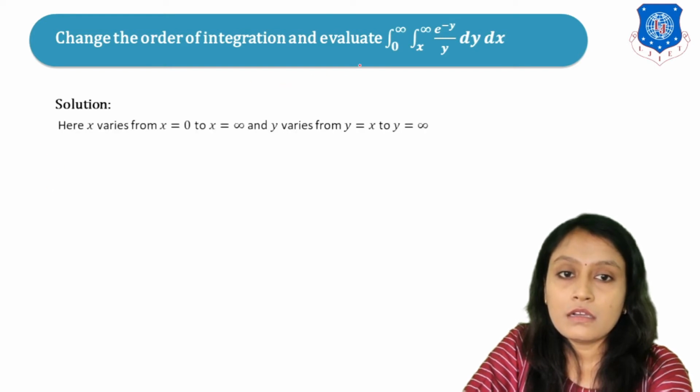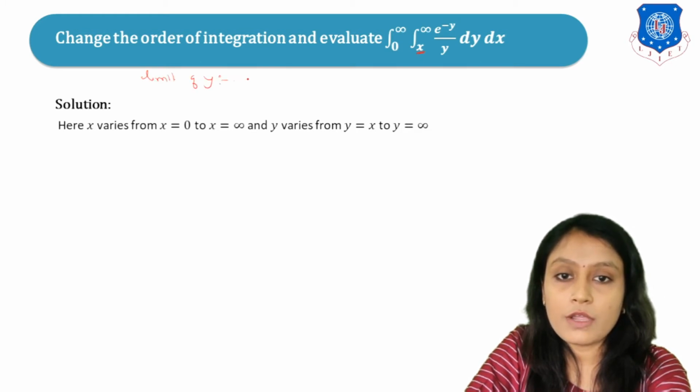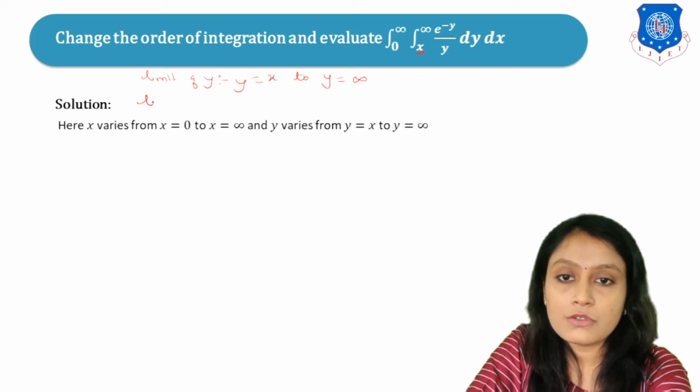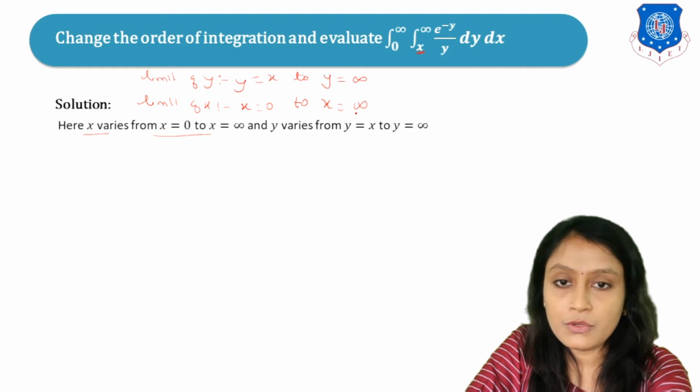Here we have x as the limit of y. So the limit of y is given in the question: y is equal to x to y equals infinity. And the next is the limit of x: x is equal to 0 to x equals infinity. So we can say that x varies from 0 to infinity, and y varies from y equals x to infinity.